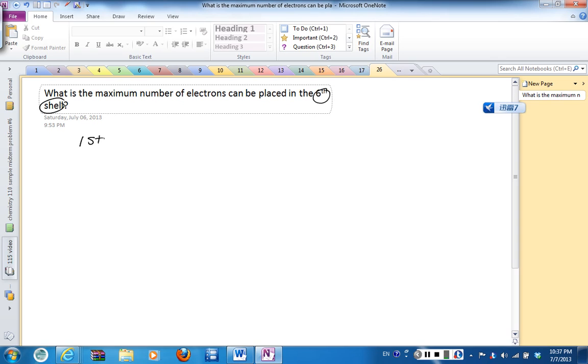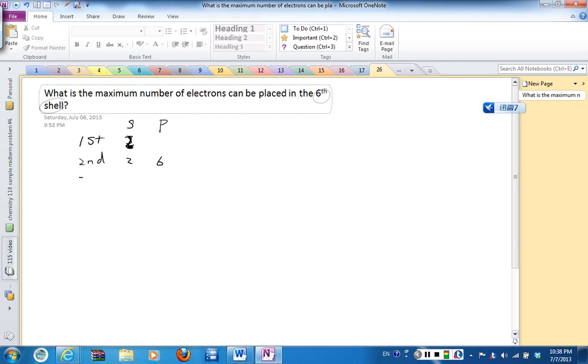First shell, what do we have? Well, we have an s orbital, and it can take a maximum of 2 electrons. Because there's no other subshells, that's all the electrons you can put in the first shell. Second shell, we have s orbital and p orbital. Each p subshell can take up to, because of its 3 individual orbitals, up to 6 electrons.